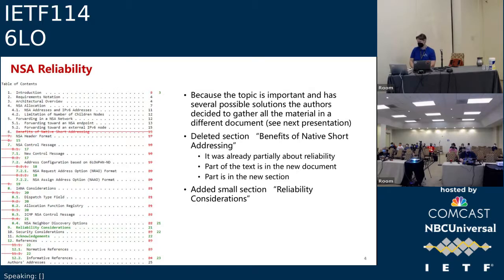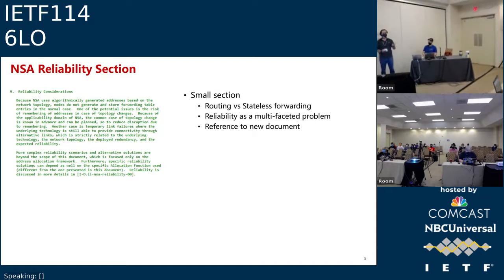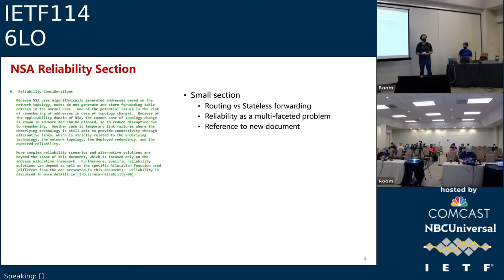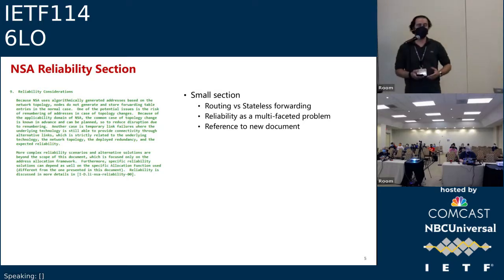So we took out an old section called benefits of native short addressing, which was partially talking about reliability. And we added a small reliability consideration section, where we discuss routing versus stateless forwarding, because at the end of the day, what we do with NSA is stateless forwarding. We structure the addressing space in such a way that we have an idea where to send the packet. A few words about the fact that reliability is a multifaceted problem, and obviously we reference the new document.